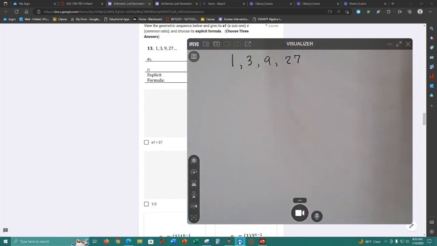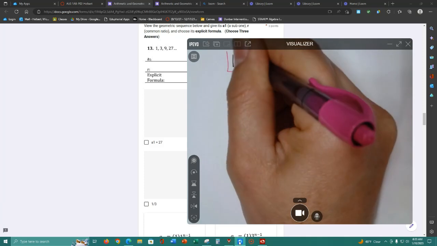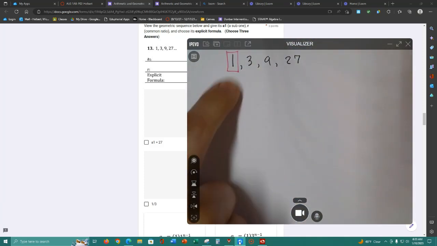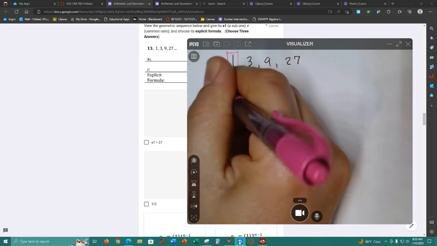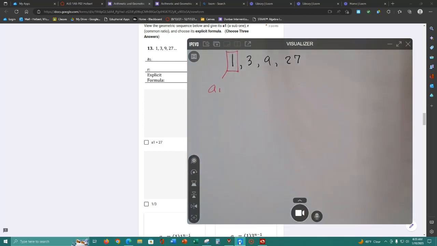So now that I got these numbers, first of all, I'm going to identify some things. I know I got to find a sub 1, so I'm going to go ahead and box it. The first number in my sequence is the number 1. That is going to be my a sub 1 value. So I already know what that is, so I can go ahead and box it if I want to, but I'm going to wait just a moment because I'm going to solve the rest of it as well.